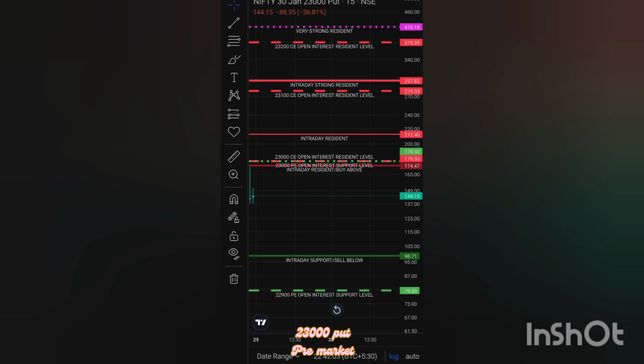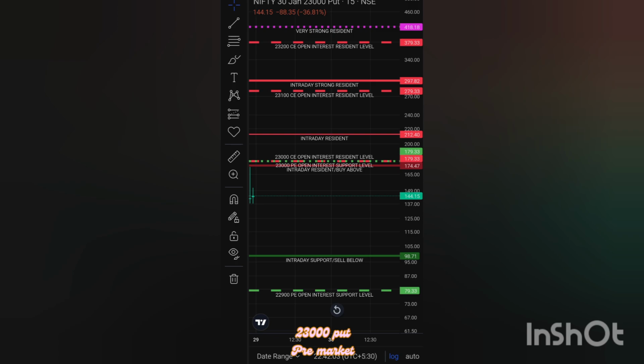Buy above level, green line, if Nifty crosses this level with good momentum, it's a strong buying opportunity. Sell below level, green line at the bottom, if Nifty breaks this level downward, a bearish trend is confirmed. Simple rule. Buy when price crosses above resistance, sell when price breaks below support. Now that you know the levels, here's how you can trade smartly.